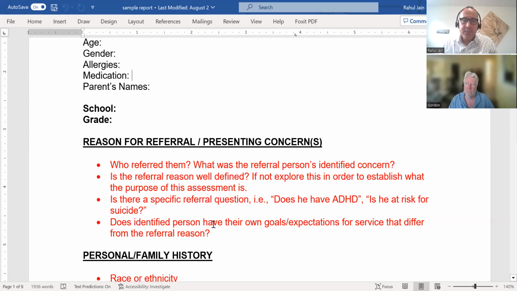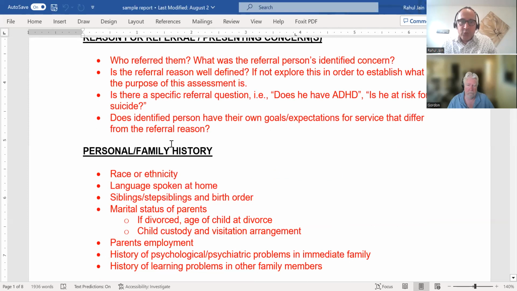Does the identified person have their own goals or expectations for service that differ from the referral reason? In the past, a doctor might say, can you please see Johnny for ADHD symptoms or ADHD treatment. I meet with the client, and the client says, well, I'm so concerned about my anxiety. Okay, how about ADHD? No, it's anxiety, right?